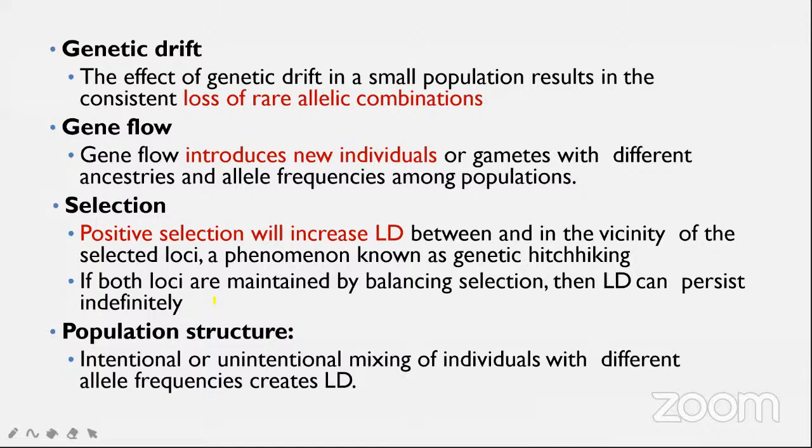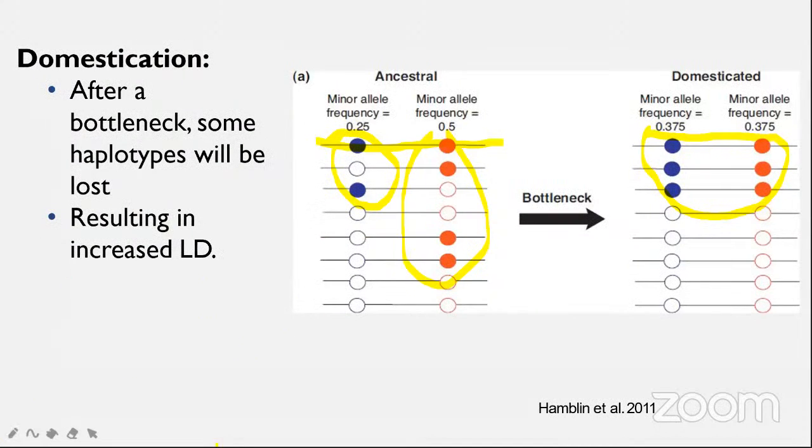The other factors that contribute to increased LD include genetic drift. Basically, during genetic drift, you lose rare allelic combinations. So let's look at the same example here. Here, the rare allelic combination is this one, present only once. During genetic drift, there are chances you lose these allelic combinations. So that again increases your correlation, LD.